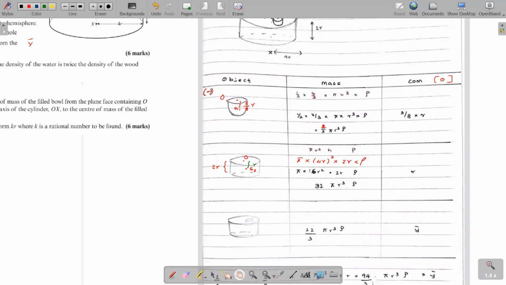And then the final object is the one where we remove. Okay, so you have the large cylinder, and this is the point O. So you remove the hemisphere. Okay, we remove the hemisphere. And then obviously you have to subtract from the 2 pi r cubed rho, you subtract the 2 over 3 pi r cubed rho. Okay, guys, you subtract. And then the final distance is the center of mass, y bar.